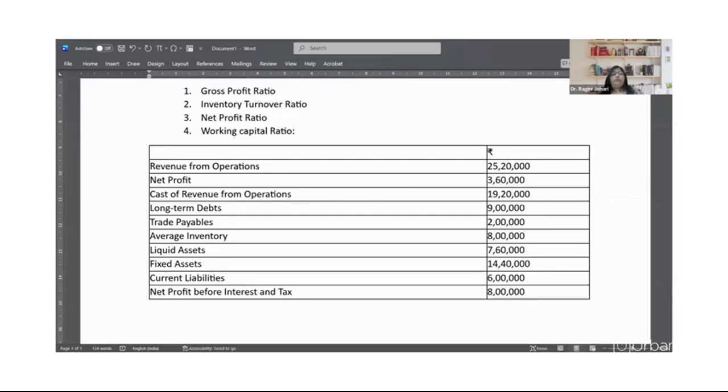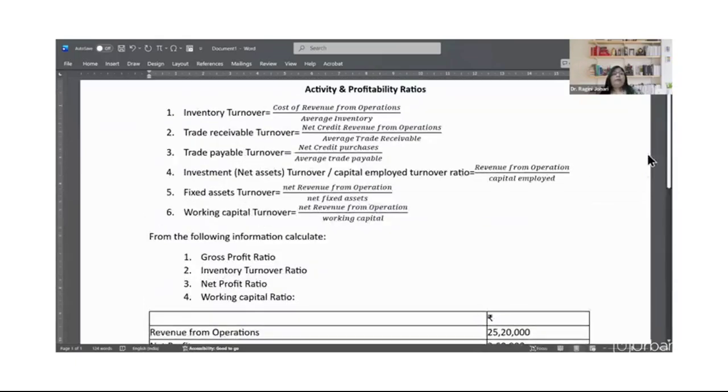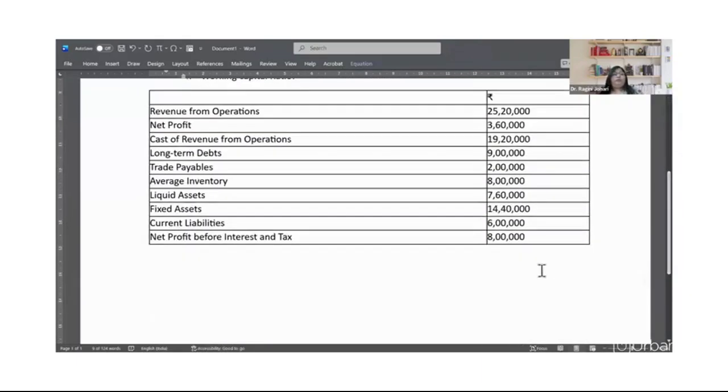The formula for inventory turnover ratio, we are going to use this formula to find it out. The formula says cost of revenue from operation, which is given to us here, divided by average inventory. Average inventory is also given to us. So all we have to do is just put these details into this formula and find out the answer.